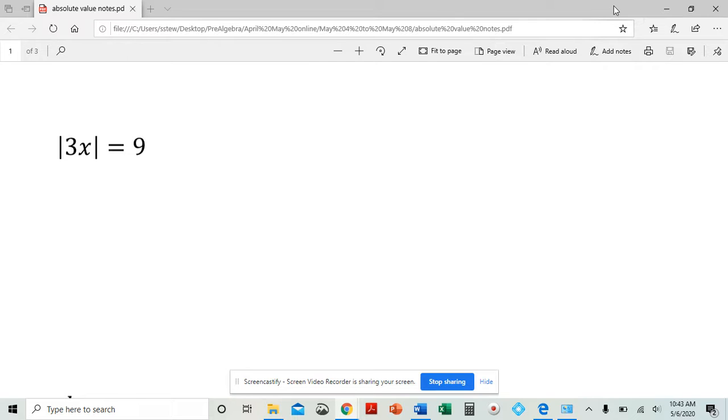So you reviewed absolute value. And you know that if it's inside there, it could be both a positive and a negative, but the absolute value signs make it a positive number. So what we're going to do now is solve equations that have variables in them with absolute value.